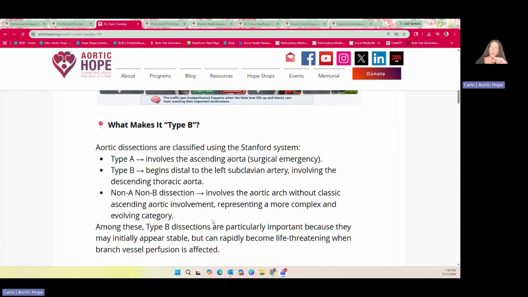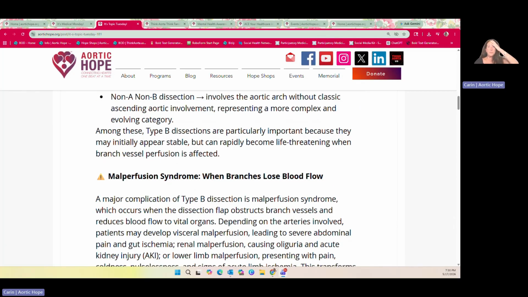Type Bs are very important, though, if you think about it, because they can initially appear very stable, but can rapidly become life-threatening. And this is especially when the branch vessel perfusion is affected. So let's talk about what malperfusion syndrome is. A major complication of a type B, which usually impacts the decision when to surgically intervene, is this malperfusion syndrome.